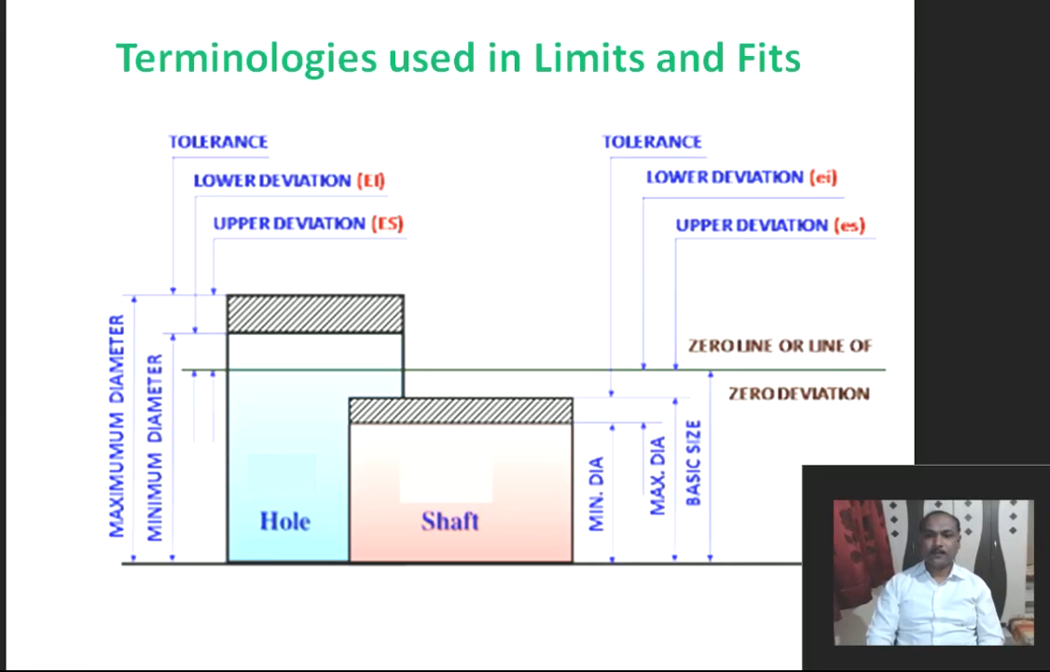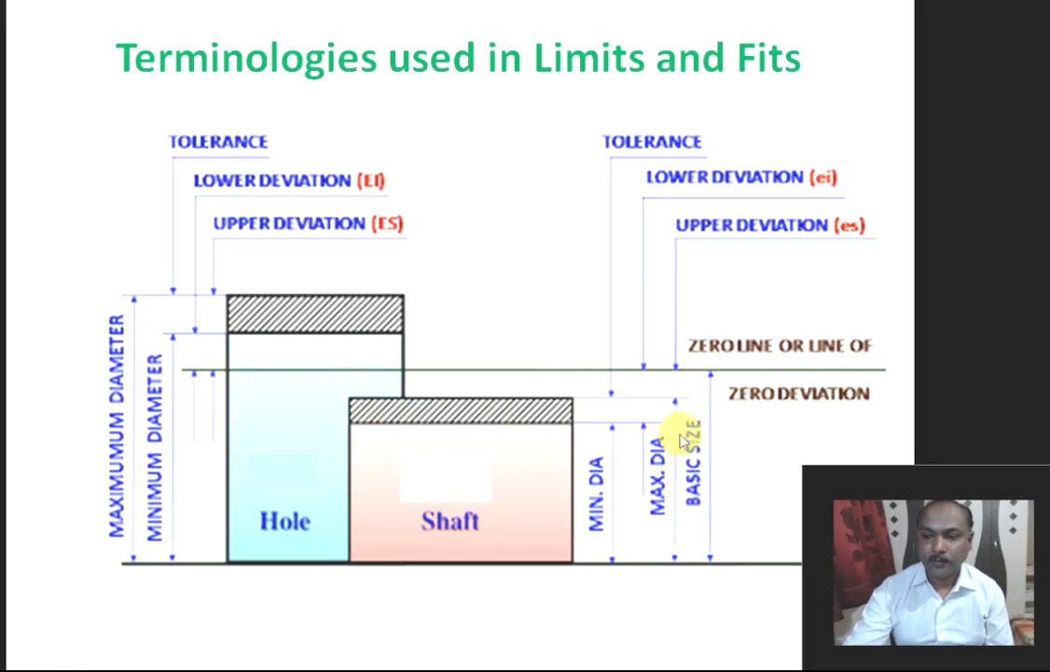The same thing we have seen is shown over here, that is, what is upper deviation, what is lower deviation, what is fundamental deviation. So for example, if you take the case of a shaft, this is the minimum diameter shaft, this is the maximum diameter shaft, this is the basic size for the shaft. The basic size for hole and shaft is actually the same. This is also called the zero line.